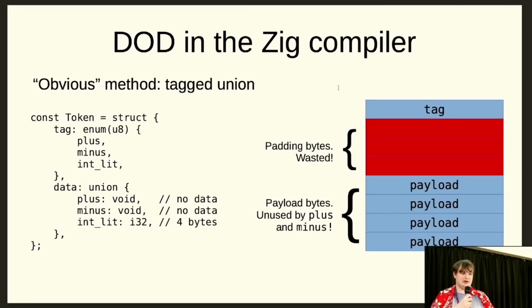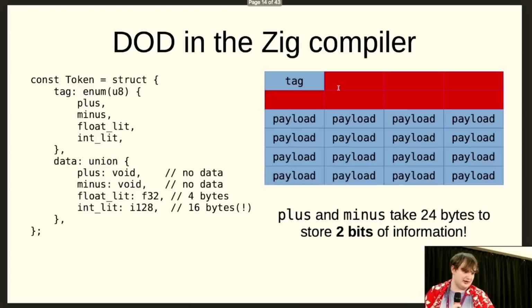These plus and minus, so this is representing a source code token. These plus and minus tokens have no associated data. They are a byte of information, which is the tag. But because of the padding and the payload we don't use, we waste 7 bytes every time, which is ridiculous. We shouldn't do that. The problem gets even worse if you have bigger payloads.